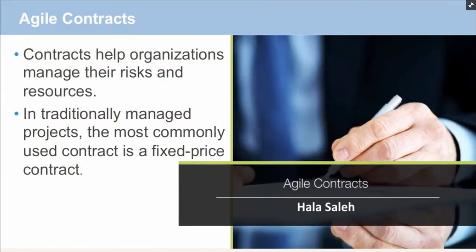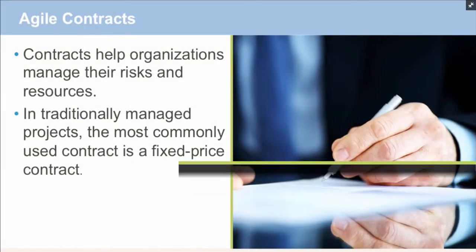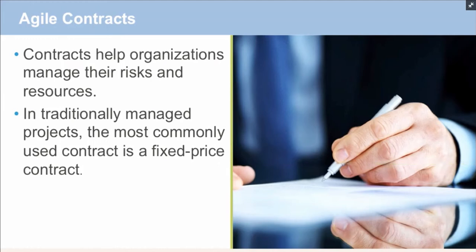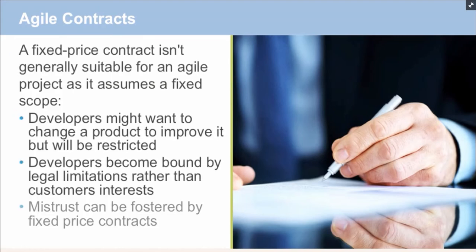In this video, we'll give an overview of some types of contracts and their suitability to Agile projects. Contracts help organizations manage their risks and resources. In traditionally managed projects, the most commonly used contract is a fixed price contract. Fixed price contracts aren't generally the best for Agile projects as they assume a fixed scope.